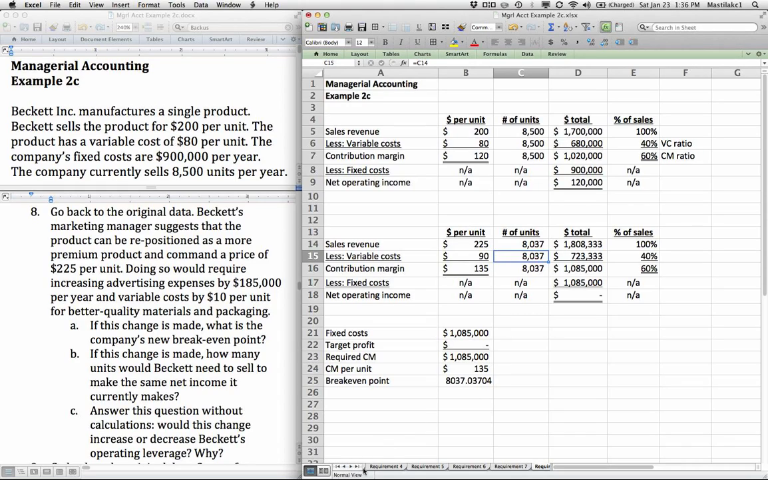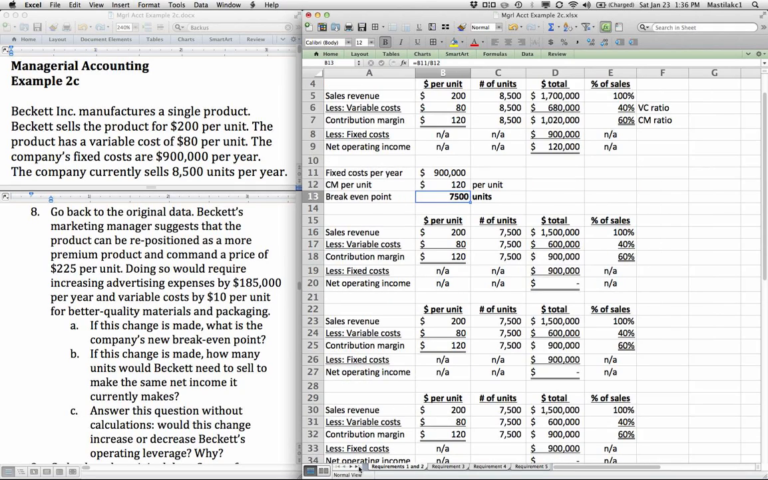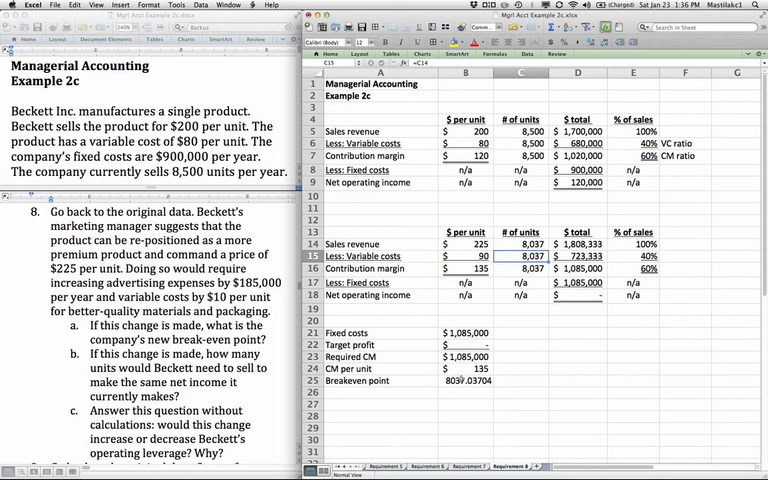Our old break-even point, if we go back to our earlier requirements, was 7,500 units. So if we make this change, we have to sell more units to break even. And why would that be the case? Well, that would be the case largely because our fixed costs have increased from $900,000 to $1,085,000. It's helped somewhat by the fact that our contribution per unit is higher than it used to be, so that gets us to break even faster than if our CM were still 120. But either way, the increase in fixed costs more than offset the increase in contribution margin.